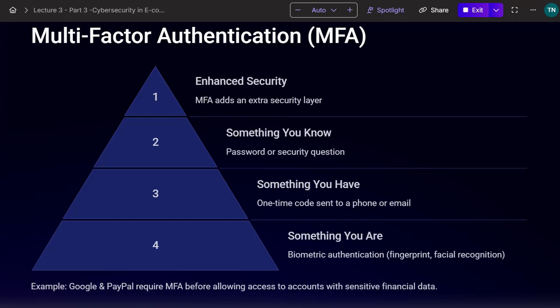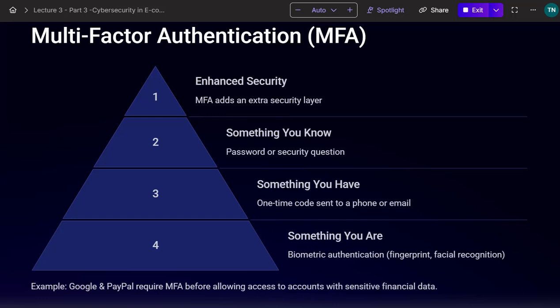Multi-factor authentication, or MFA, requires you to provide at least 2 different types of authentication factor to verify your identity. The 3 main factors are something you know, like a password or security question; something you have, like a one-time code sent to your phone or email; and something you are, like biometric authentication using your fingerprints or facial features, right?